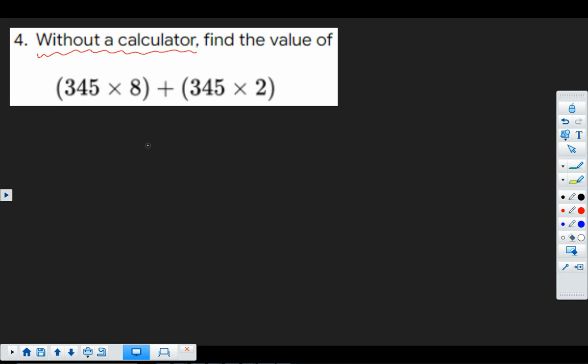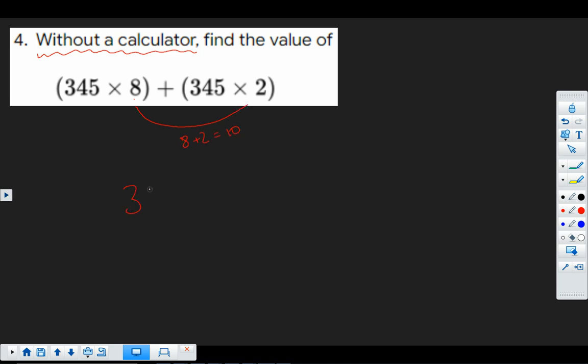Okay, without a calculator. Now, this is where I need you to be thinking. So if we have 8 lots of 345, and if we then have 2 lots of 345, how many 345s do we have? Well, actually, we have 8 plus 2, which is 10.